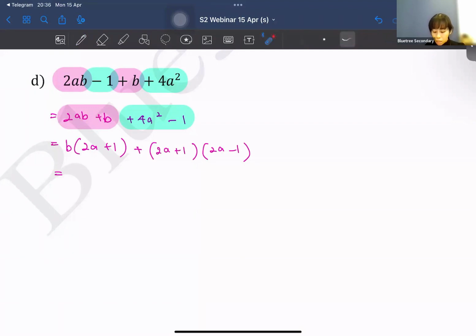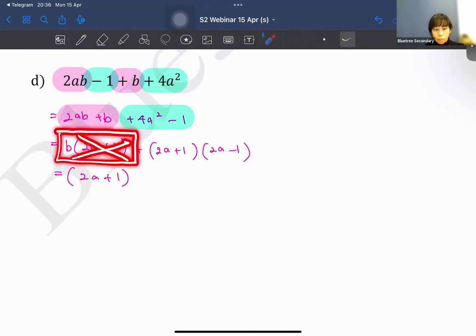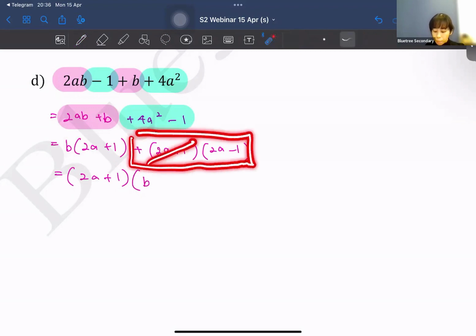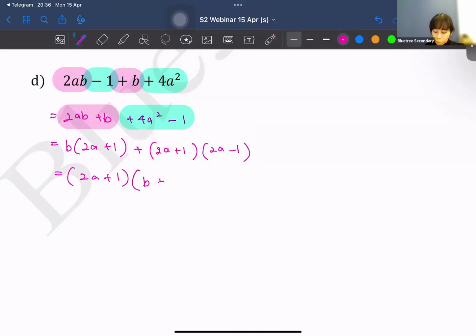Between the 2 groups, you can see that there's a common factor that I can take out, which is your 2a plus 1. So I'm going to factorize that factor out from both groups. For my first group, after I take out a 2a plus 1, I'll be left with b. That's going to go into my second bracket. And for my second group, after I take out a 2a plus 1, I'll be left with 2a minus 1. So it's going to be plus because the sign here is plus. So plus 2a minus 1.